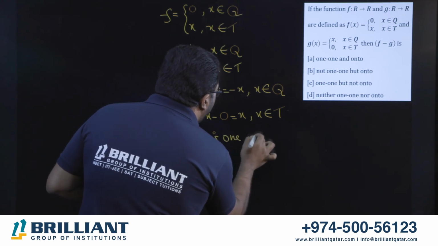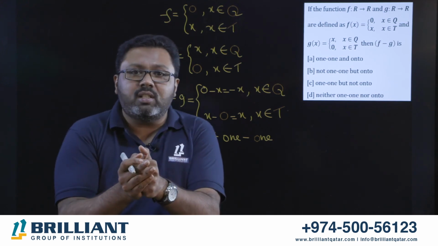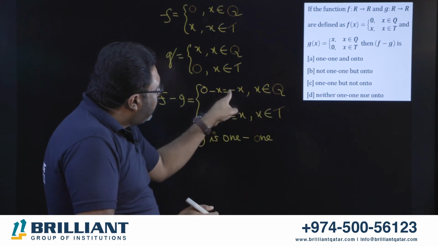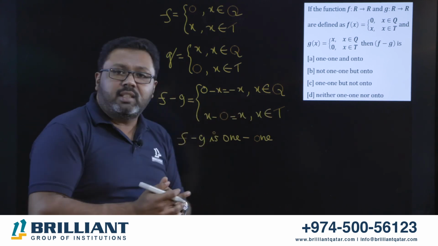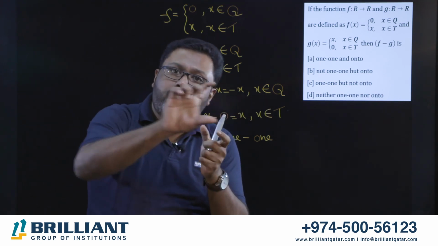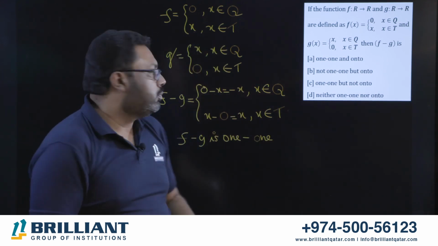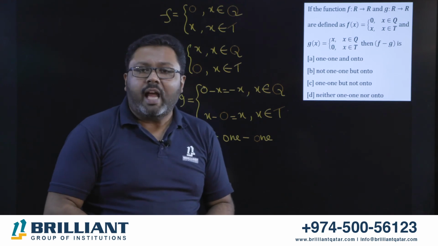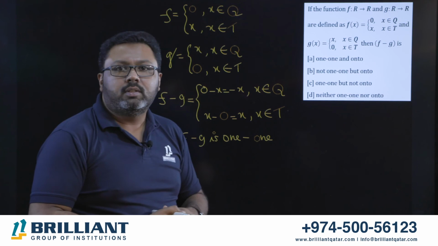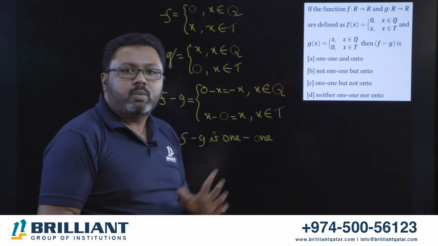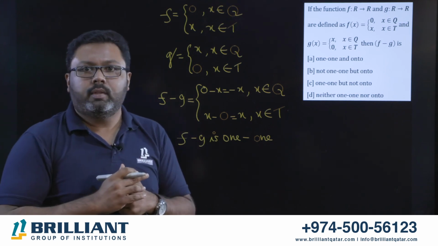f minus g is 1-1. Simple explanation why? Every positive rational number gives me the negative of that number, and every negative rational number gives me the positive of the number. So I am getting all the positive rational numbers, all the negative rational numbers, including 0. What about irrational numbers? I am getting all the positive irrational numbers and all the negative irrational numbers. So it is 1-1. For every x, there is a unique y.